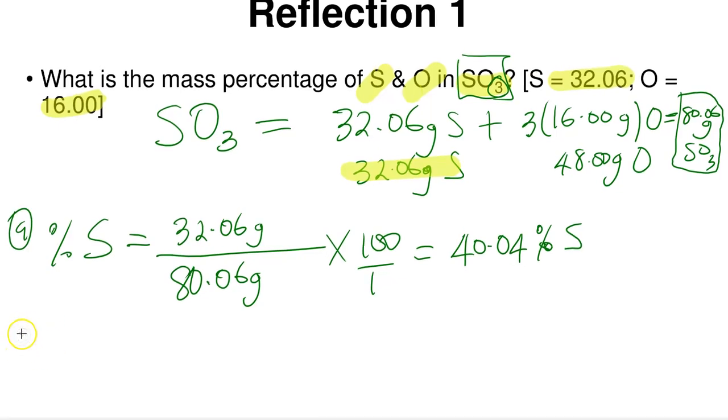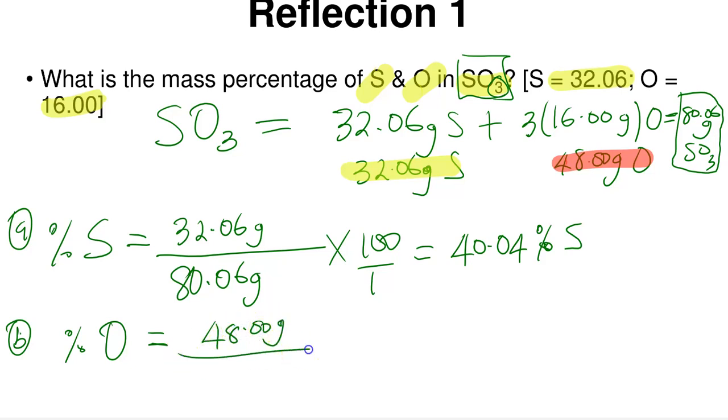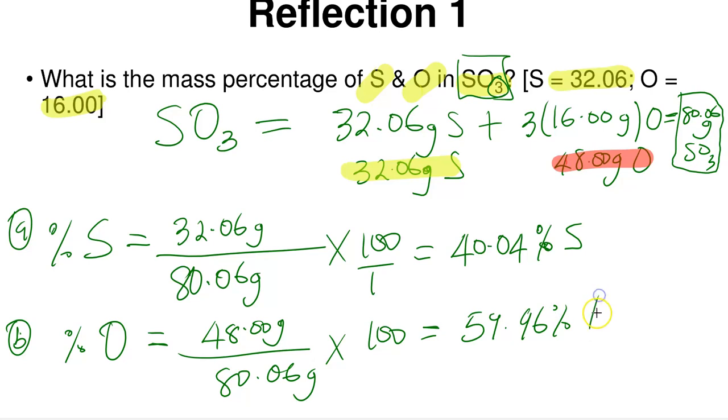So for oxygen, which is B, the percentage of oxygen will be, we're going to use a different color, 48.00 grams of oxygen over the total mass of this compound, which is 80.06, times 100. And when you do your math right, you're going to get about 59.96% of oxygen. Now, when you add 40.04 plus 59.96, it's going to give you 100%.